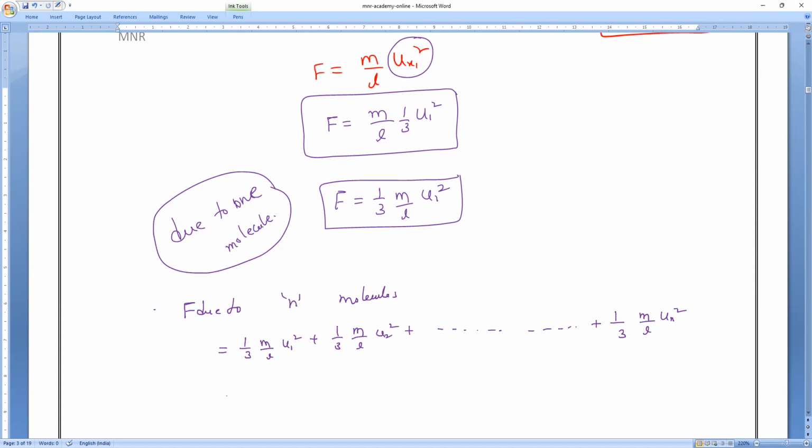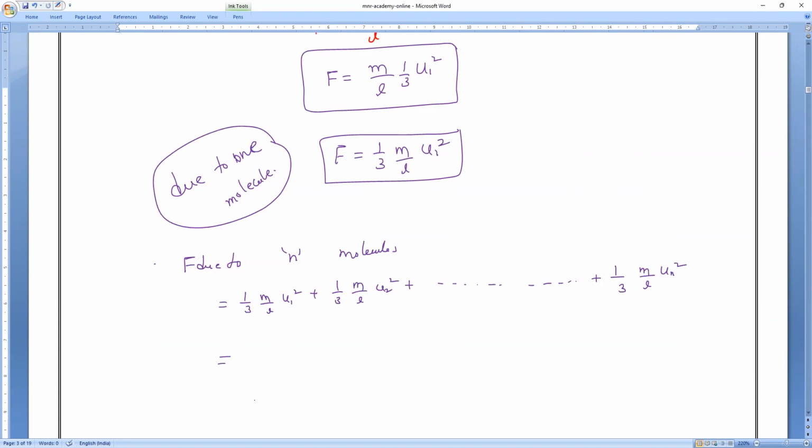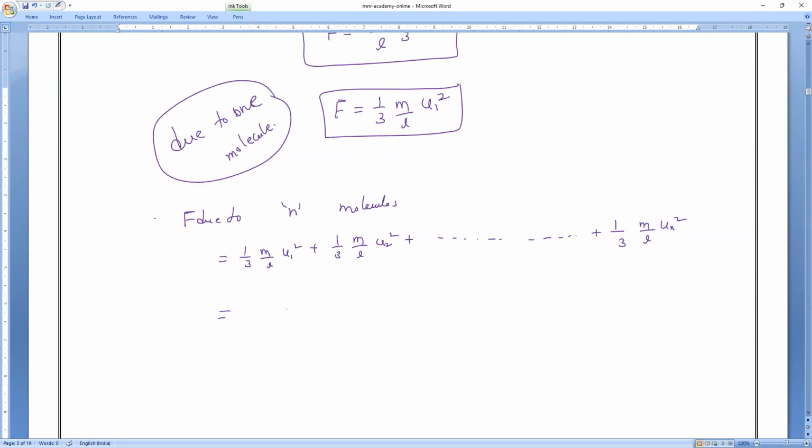Next. So now you all can see. From this, I can take something outside. Yes, Rudresh. What else? Narayan? Involved in the class, Narayan, Pradeep. 1 by 3 m by L. Yes. So 1 by 3 m by L, I'll take it outside. So what else remaining?